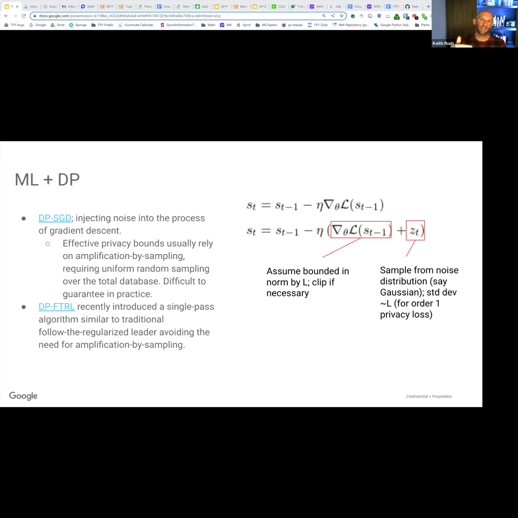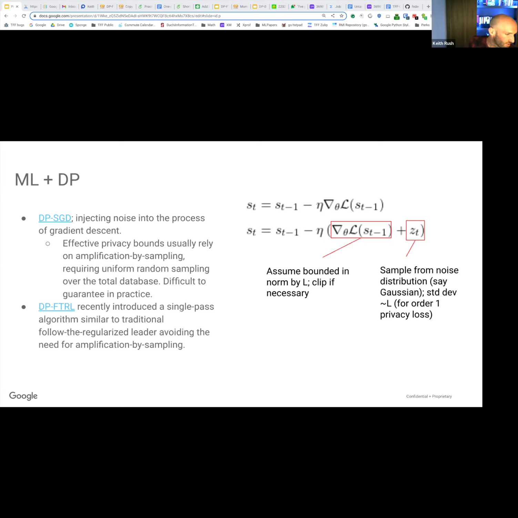We have this SGD update on the top. Actually, that's literally just a gradient descent update, because I didn't put any randomness in there, but pretend like I did. Then we have the DP-SGD update on the bottom, where we clip that gradient and sample some noise from a distribution, say Gaussian, with standard deviation proportional to the clip for order 1 privacy loss. You can always make it higher or lower depending on what you want to do, but think about it as order L. That's probably easier for everyone.